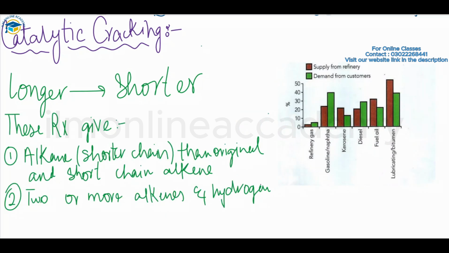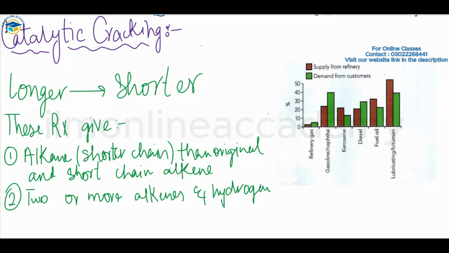So cracking is the process by which heavy hydrocarbon molecules are broken down into lighter ones by the use of pressure and a catalyst. These conditions are used in cracking to convert the longer or heavier molecules into shorter chains, or lighter ones. Whenever catalytic cracking reactions happen, they give us an alkane with a shorter chain than the original, short chain alkenes, and two or more alkenes, and hydrogen is also released in the cracking reactions.